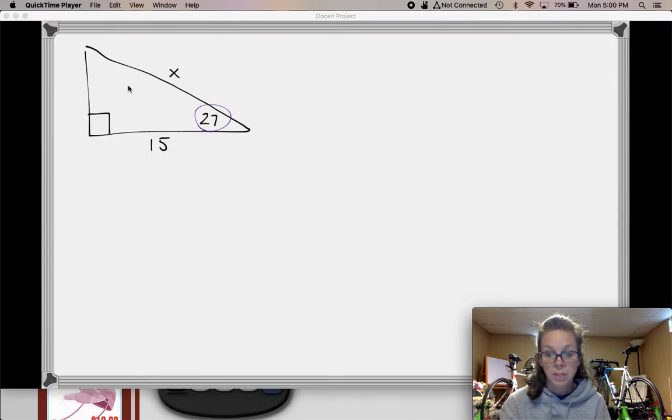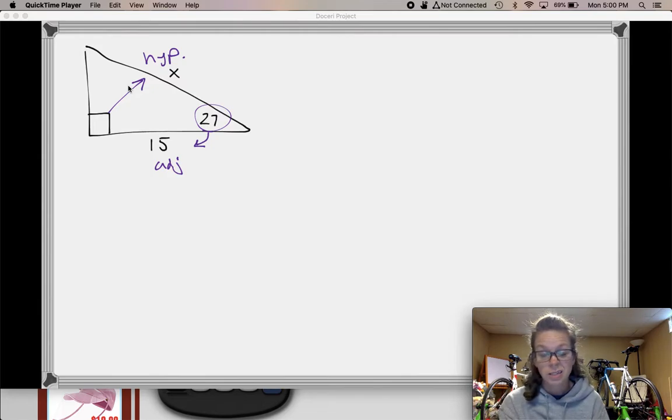So then when I label this triangle, X is across from the right angle. That means X is our hypotenuse side. And 15 is right next to that 27. That means 15 is our adjacent side. The opposite side is blank, and we honestly just don't even really care because it's not labeled with a number, and we're not asked to find what it is, so I'm not even going to label it as being the opposite side.